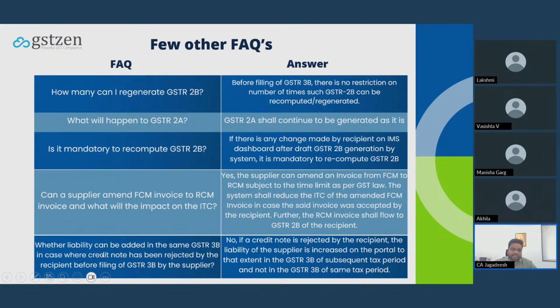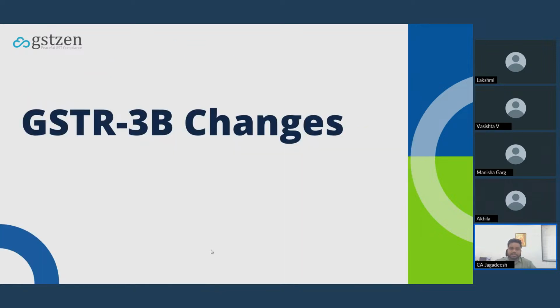Whether liability can be added in the same GSTR-3B in case a credit note has been rejected, this we already discussed. In case of rejection of a credit note by the recipient, it will be added to the liability of the supplier in the subsequent month, not in the same month, because in 3B, for both the supplier and recipient, the due date for filing 3B is the 20th. So if both parties file on the same day, it cannot be possible for the system to add liability to the supplier in the same period. That's the reason they have deferred the liability to the subsequent period.